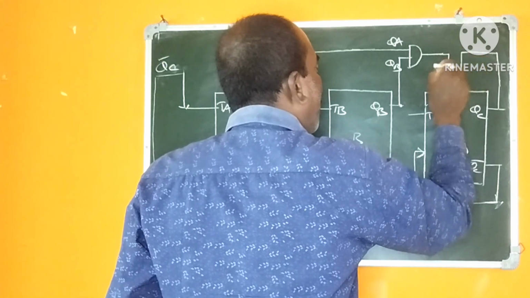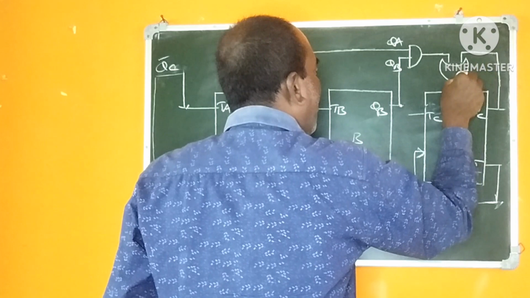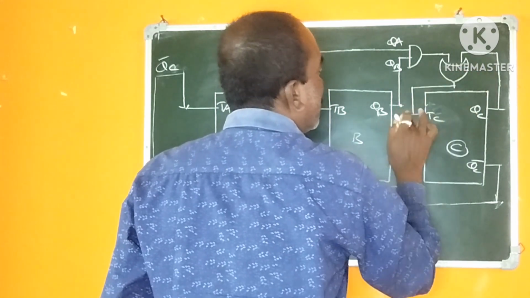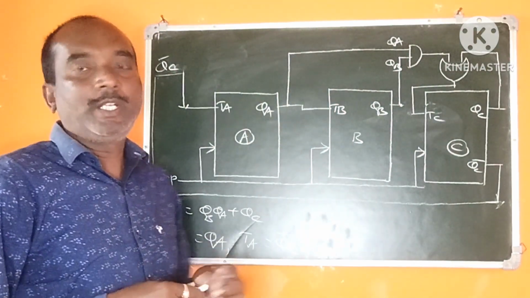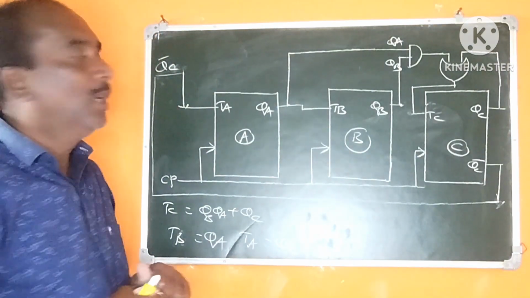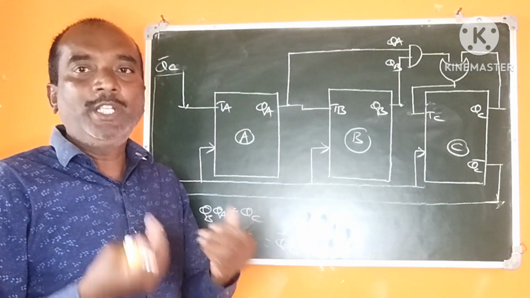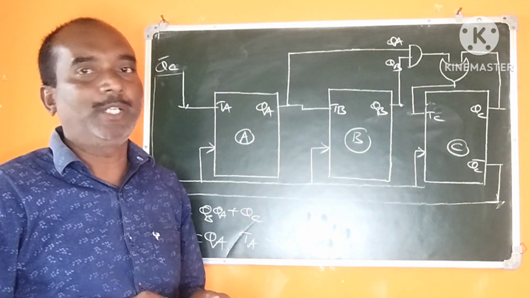Finally, these two are to be added. Use one OR gate. This output will be connected as the input to this. So it is TC. So it is the way of the design of a mode 5 counter. Similarly, we can design any number of counter by finding the number of flip-flops with the formula 2 power n is greater than or equal to capital N.